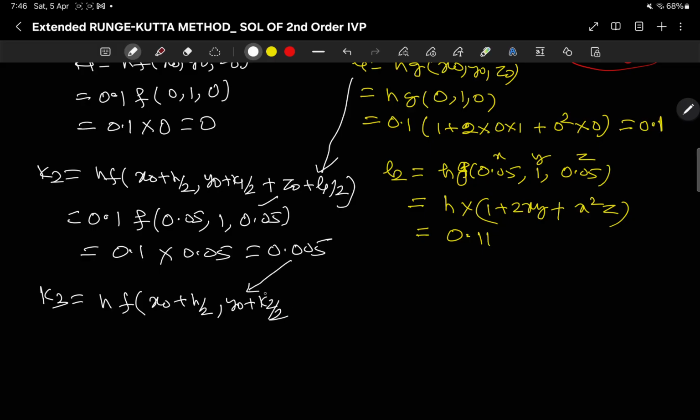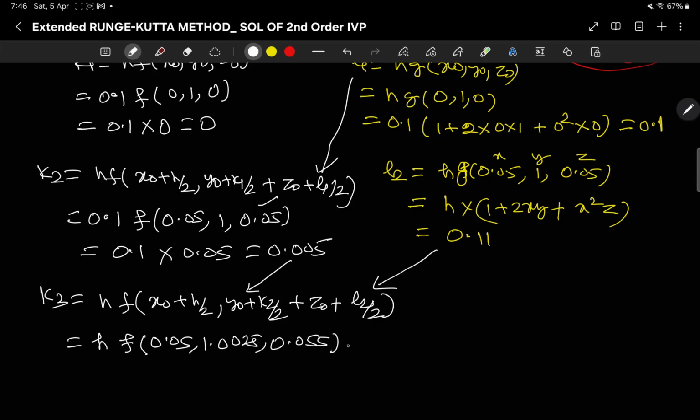Then you find here k3 is equal to h f(x0 plus h by 2, y0 plus k2 by 2, z0 plus L2 by 2). K2 is this, and L2 is my this. So this is my h f of (0.05, 1.0025, 0.055). So if I simplify it is 0.1 into 0.055. So this will be my 0.0055.